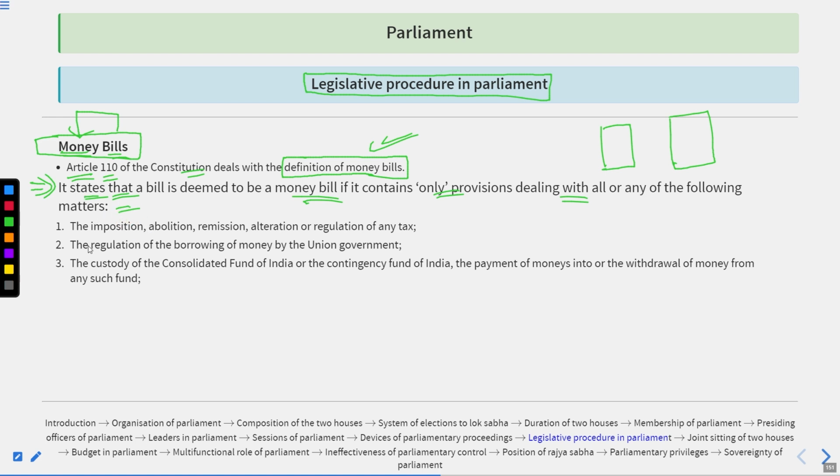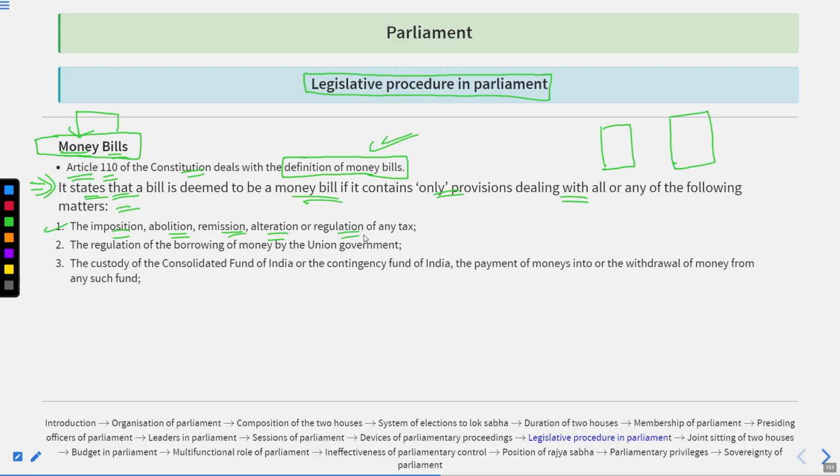Okay, it means that either all the matters are controllable or only one of them is reflected. So the first that you can see here is the imposition, the abolition, remission, alteration or regulation of any tax. Now here you have seen some words: imposition, abolition, remission, alteration or regulation.